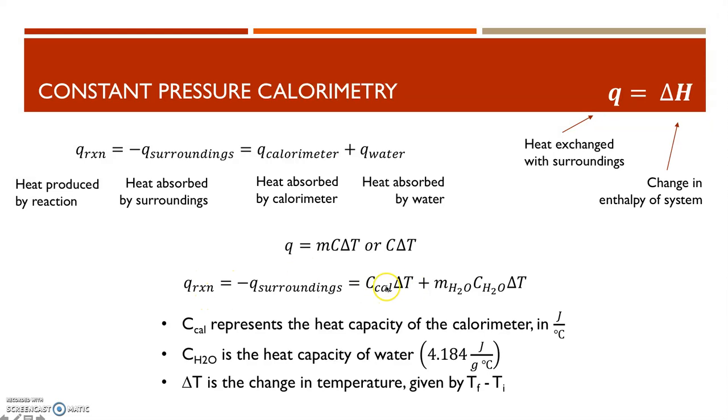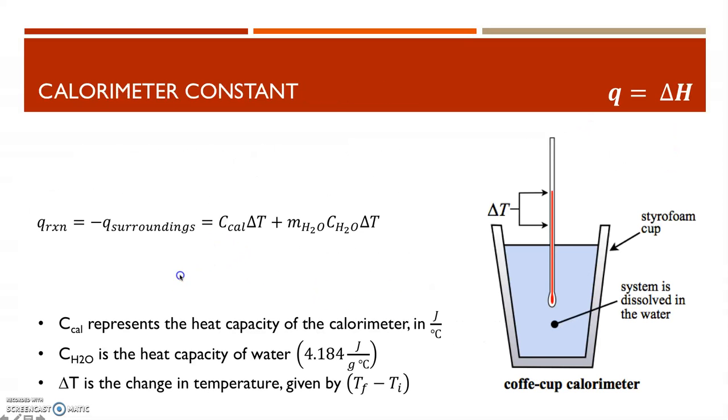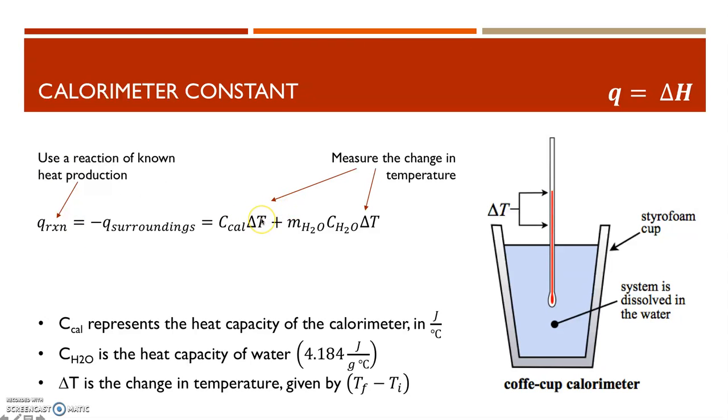Q of reaction. So we need to calibrate our calorimeter to determine the heat capacity of the calorimeter. In order to do that, we're going to use a reaction of known heat production. For example, that acid-base reaction between HCl and NaOH provides a known amount of heat. If we know how much heat should be evolved from that reaction, then we can measure the change in temperature. When we do that reaction, we know the mass of water we're going to use. We know the heat capacity of water. That's a constant value. So then we can solve for the calorimeter constant.